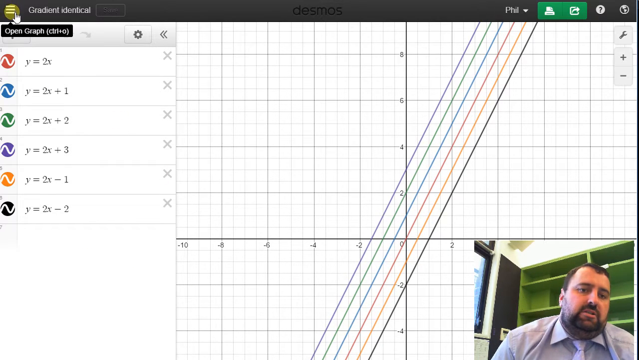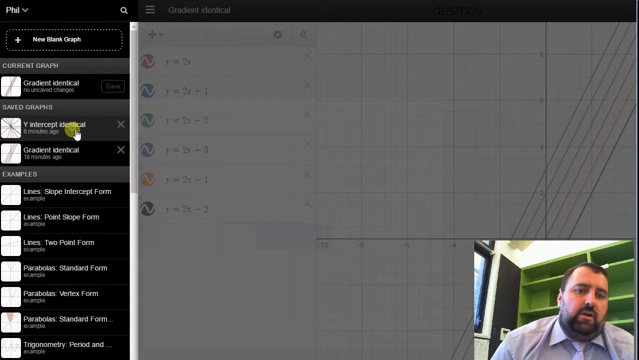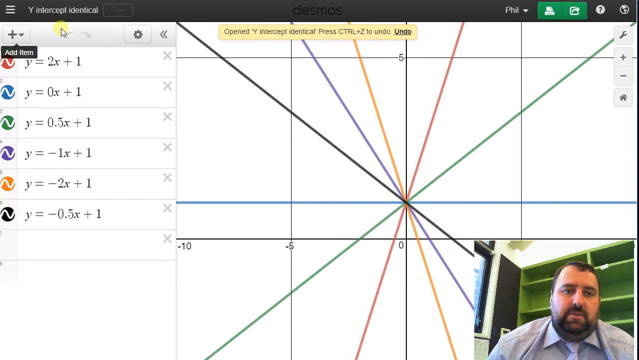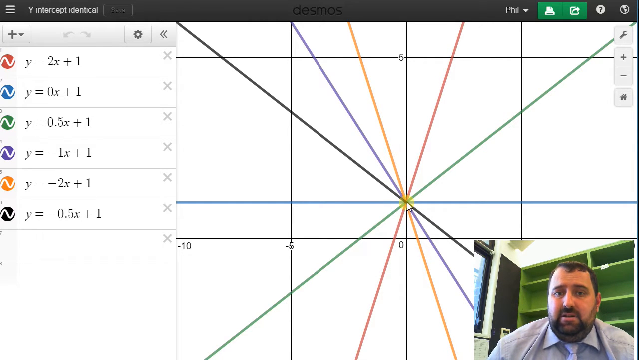If we go to the second one, yet again, some of you might have been smart enough to figure it out. Some of you might have just looked up in the top corner, but you should have realised that all of them go through this exact point, which is actually our y-intercept. Okay, so in this case, our y-intercept is at 1.